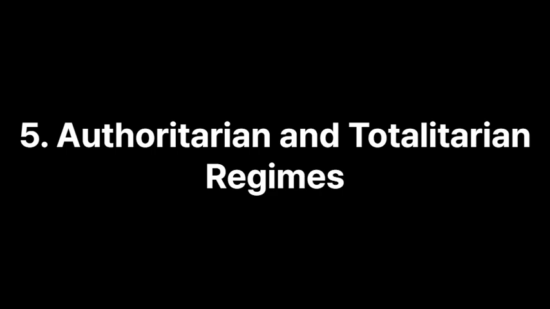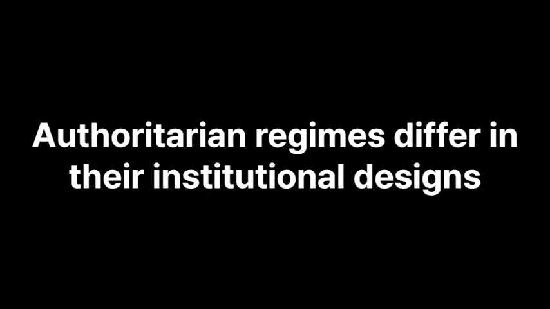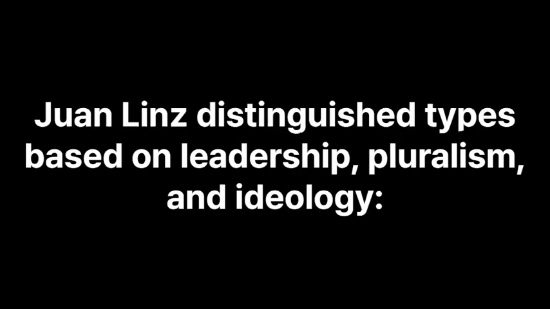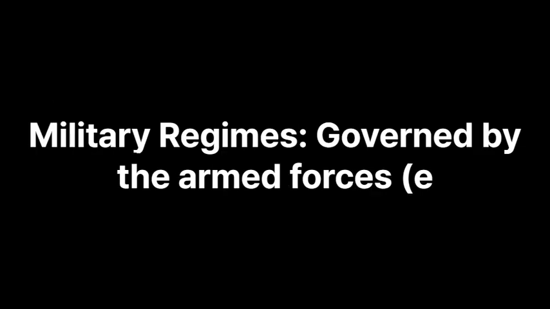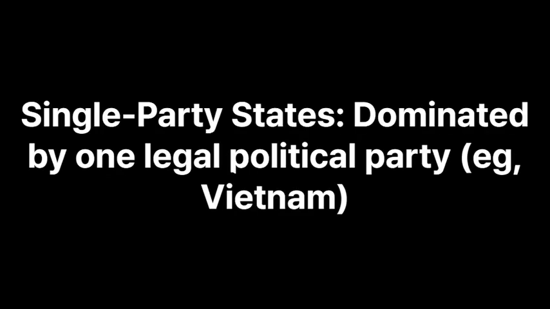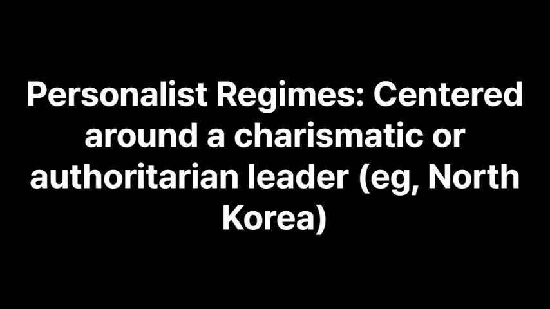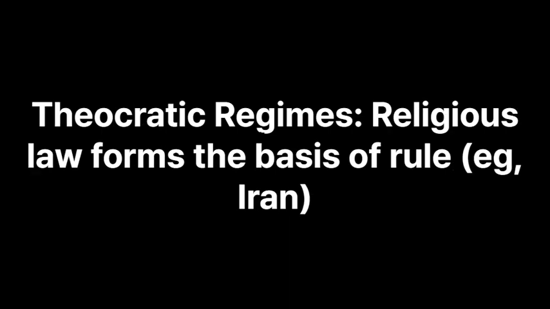5. Authoritarian and totalitarian regimes. Authoritarian regimes differ in their institutional designs and strategies of control. Juan Linz distinguished types based on leadership, pluralism, and ideology. Military regimes governed by the armed forces, e.g., Myanmar pre-2011. Single-party states dominated by one legal political party, e.g., Vietnam. Personalist regimes centered around a charismatic or authoritarian leader, e.g., North Korea. Theocratic regimes, where religious law forms the basis of rule, e.g., Iran.